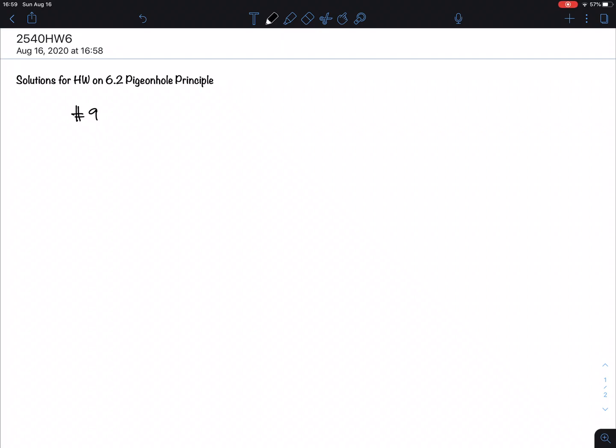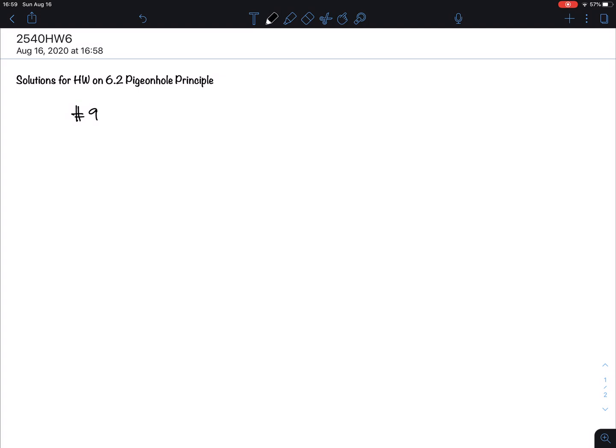The homework is from the Pigeonhole Principle. Number 9 was: what's the minimum number of students, each of whom comes from one of the 50 states, who must be enrolled in a university to guarantee that there are at least 100 who come from the same state?